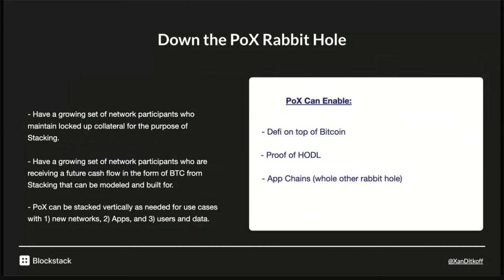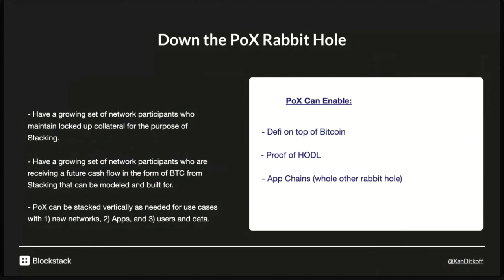So with proof of transfer, you have a growing set of network participants who maintain locked up collateral for the purpose of stacking. That's important because you can repurpose that locked up collateral for a lot of different use cases. You can use it potentially to create stable coins. You could maybe use it as the basis for lending. I think we may see some of what we're currently seeing in DeFi more on top of the Ethereum space, but I think we could see some of that here based on Bitcoin.